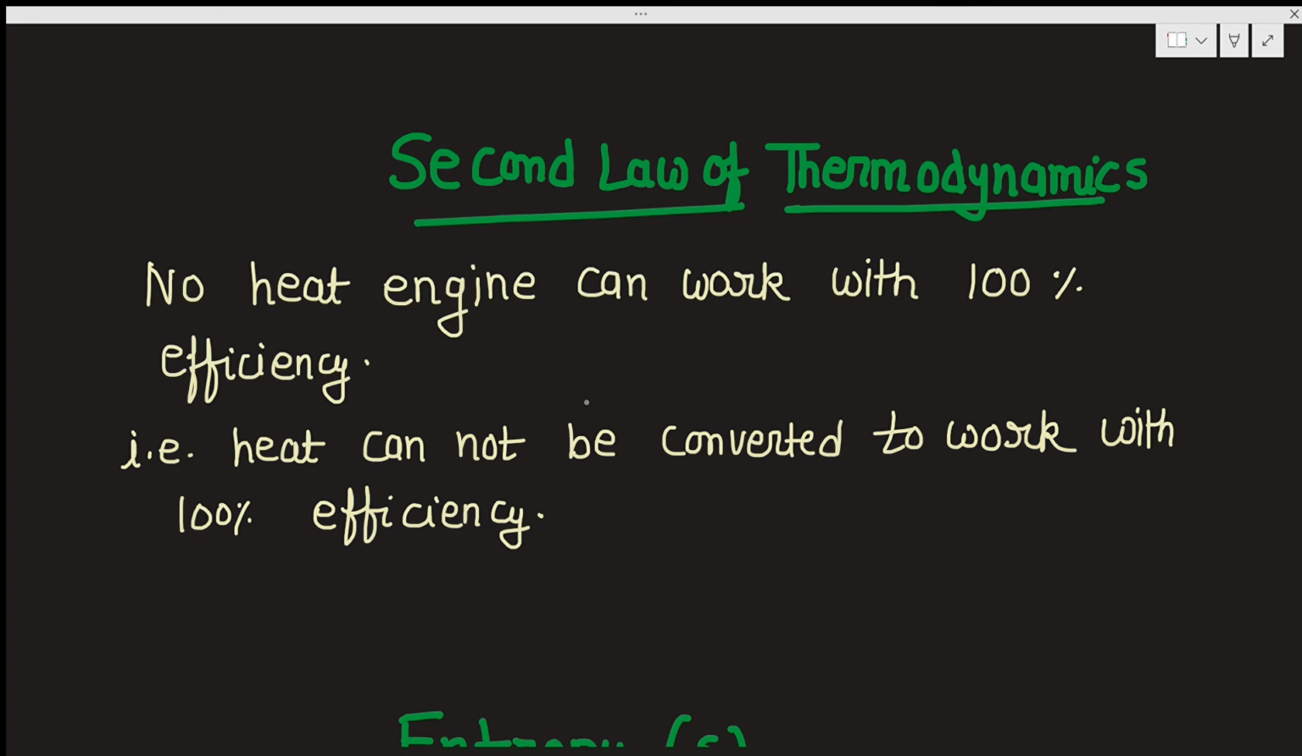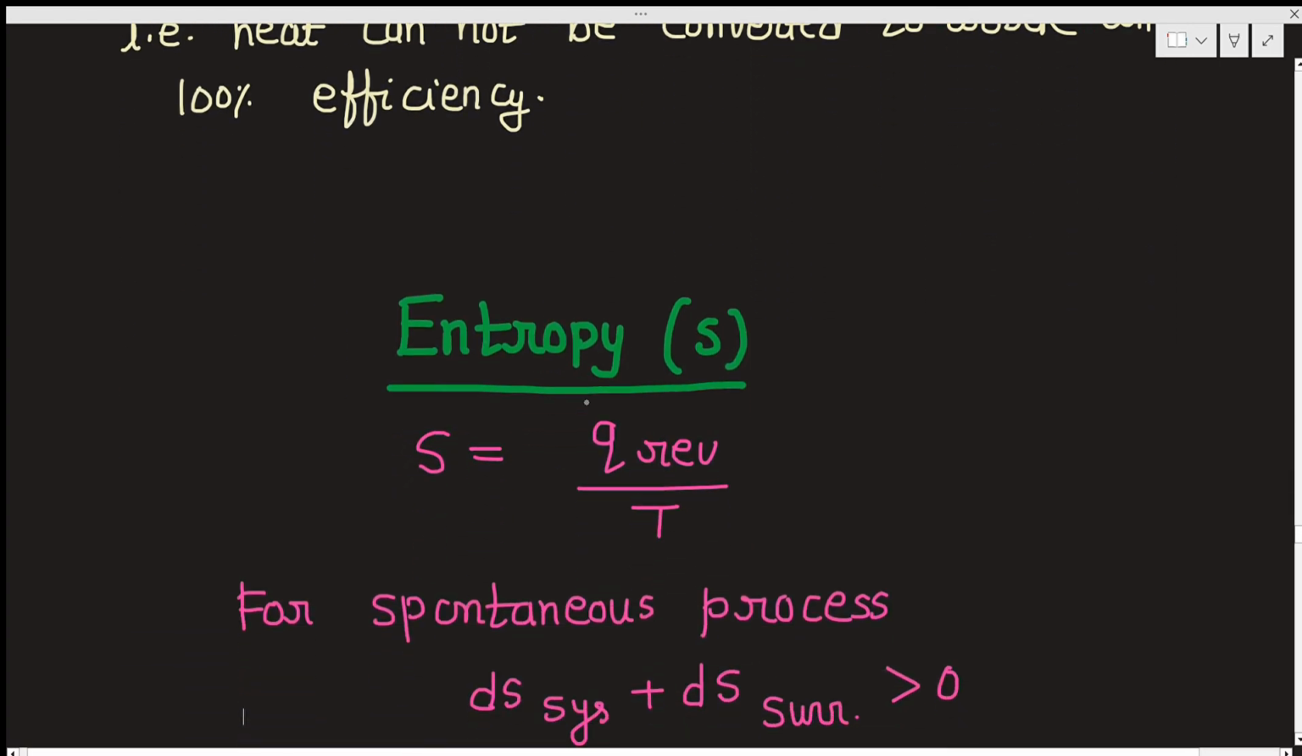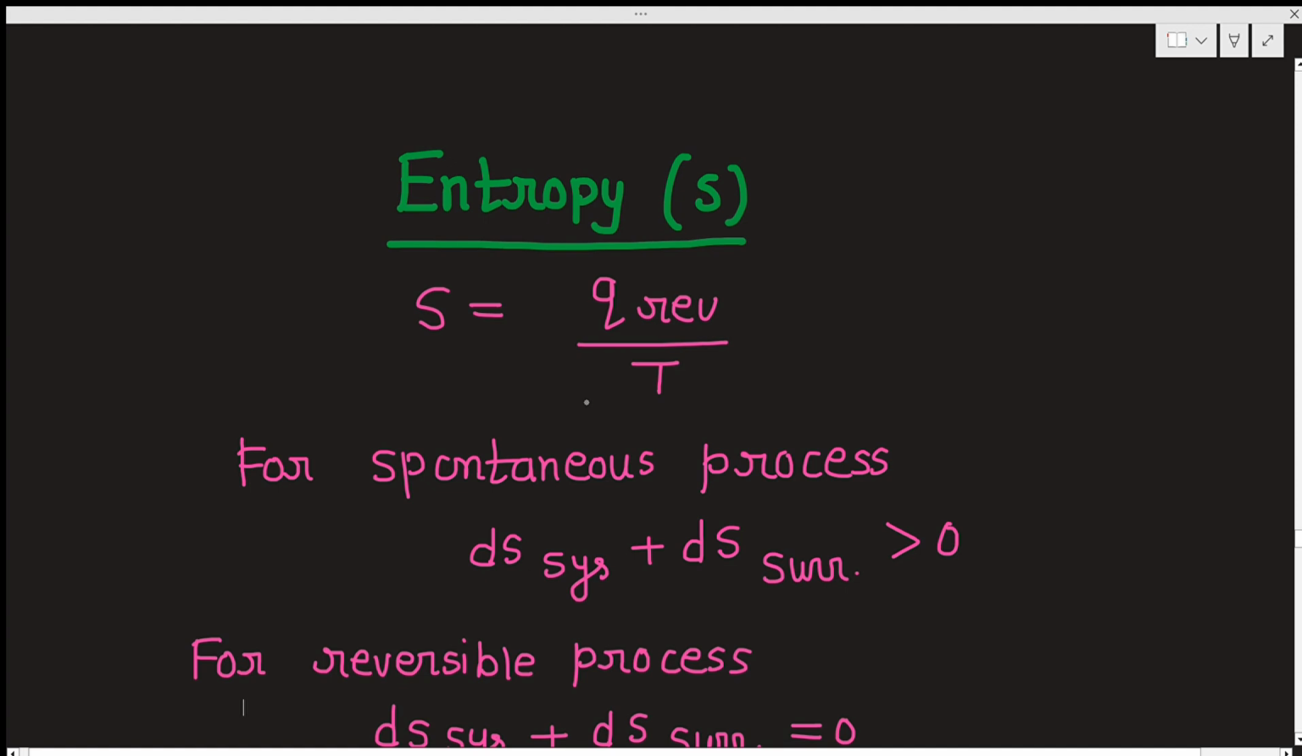Can you transfer heat from a cooler body to a hotter body? No, it cannot happen. So this is the second law of thermodynamics, which says that the natural process happens from a side of high temperature to a side of low temperature. The heat cannot go from low temperature to high temperature naturally. You will have to give some amount of energy. On the basis of this, a new state function was given that is called entropy.